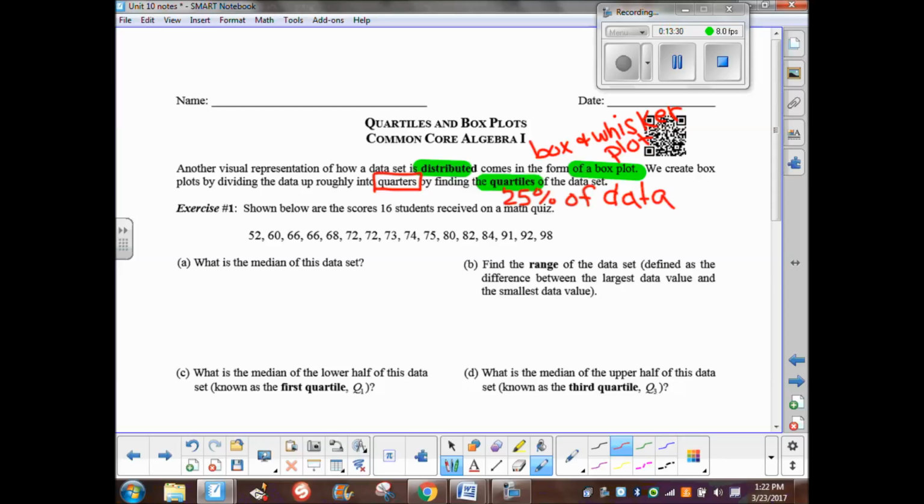So shown below are the grades that 16 students got on a math quiz. What is the median for this set of data? So when you find the median, the numbers must be in what? They must be in order, least to greatest, must be. So to find the median, least to greatest, and the median is the middle.